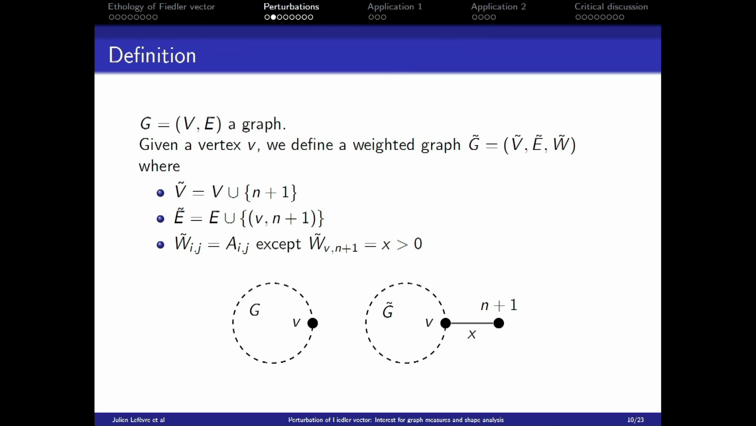So first, I define here the perturbations I will use. A scheme is better than mathematical explanation. Just consider a graph and any vertex on this graph, not necessarily the extrema of the Fiedler vector. The perturbation is just adding a new vertex here, n plus 1, and a weight on this edge. So you have now a weighted graph. It's possible to redefine the graph Laplacian with weights. It's not a big issue.